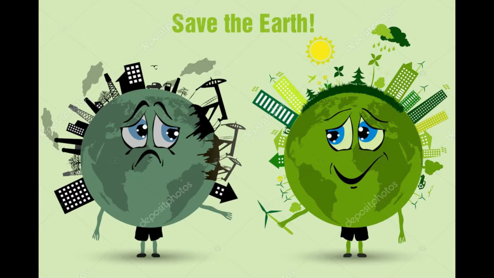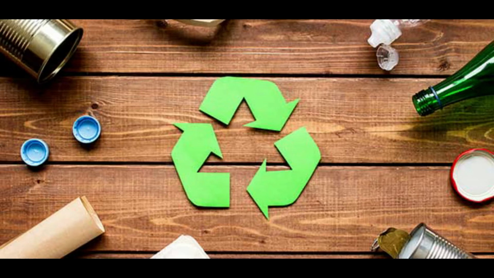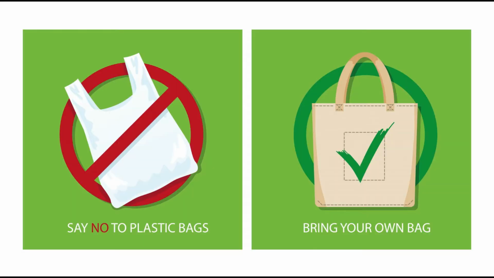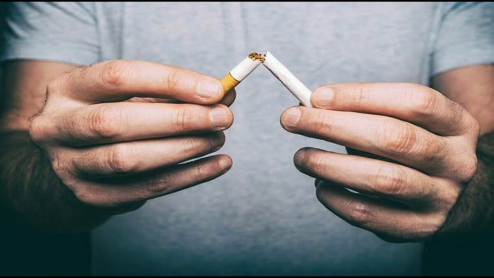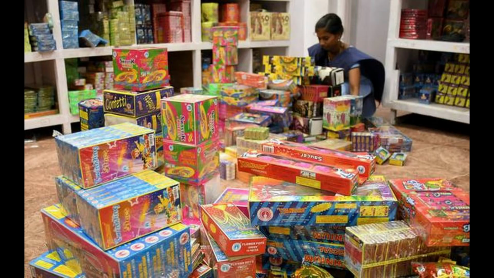Children, how do we prevent air pollution? Using public transport, turn off the lights when not in use, recycle and reuse, say no to plastic bags, reduce forest fires and smoking, use fans instead of air conditioners, use filters for chimneys, avoid usage of crackers. In these ways, we can reduce air pollution.